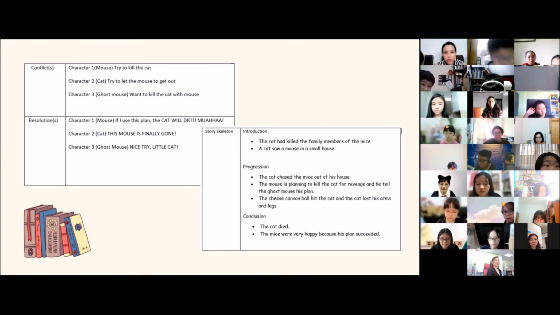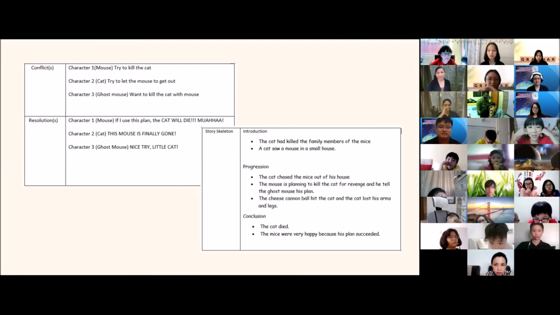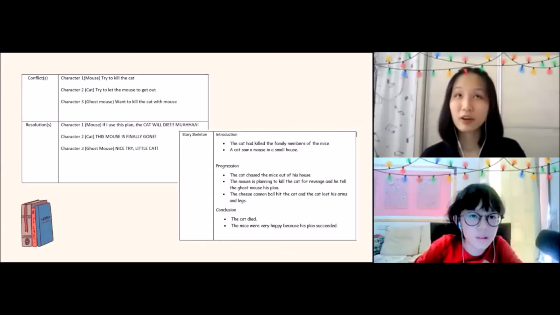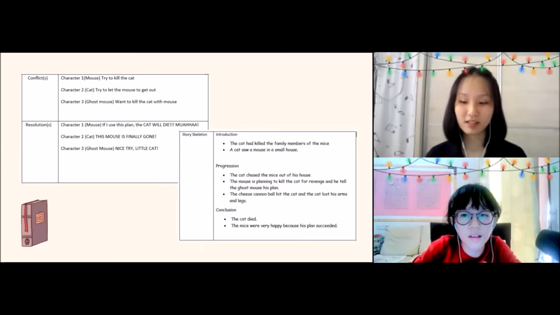And the ending is the cat died. The mice were very happy because his plan succeeded. Okay, so the superpower is basically the cheese cannon. Yes, the cheese cannonball. Wow, okay, that's good.